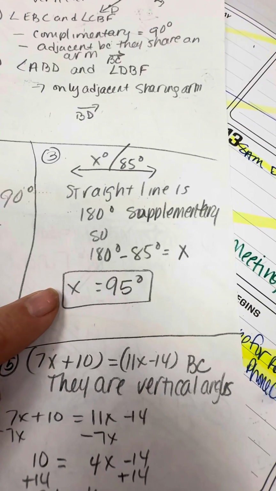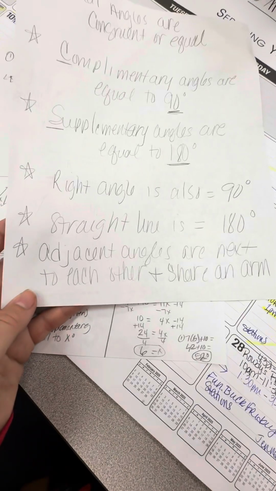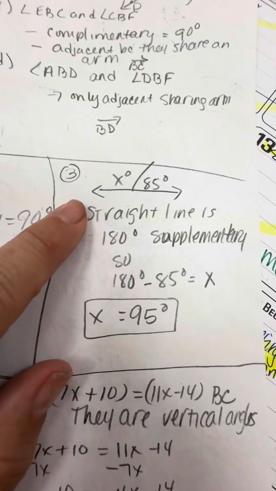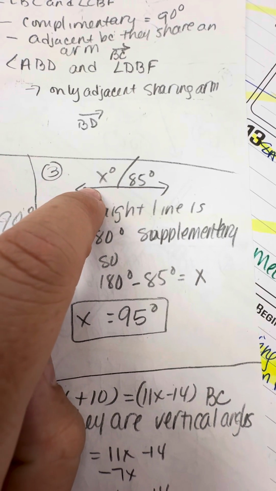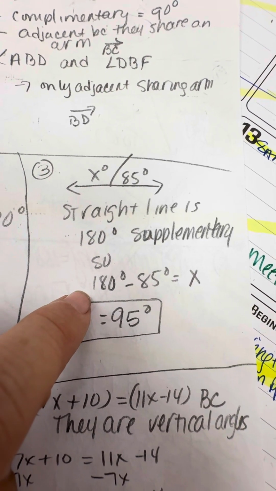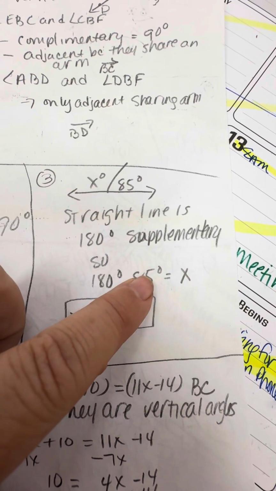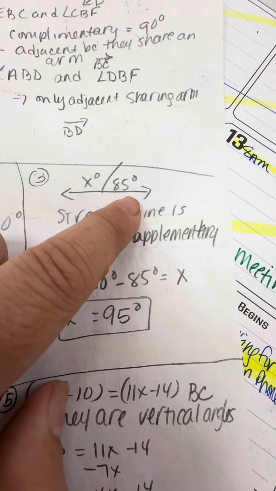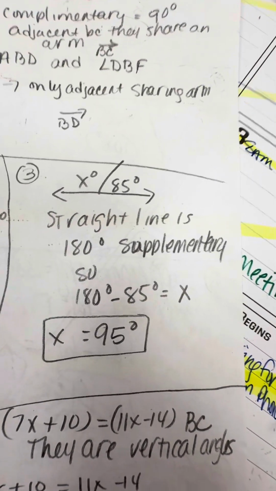Number 3, we're dealing with a straight line. We talked about before, a straight line is equal to 180 degrees, right? So all of these angles added together need to equal 180 degrees. So I'm going to go back to that same thing, 180 degrees minus what I already know, 85. So 180 minus 85 gives me 95 degrees. 95 plus 85 should equal 180 degrees because it's a straight line and it's supplementary.